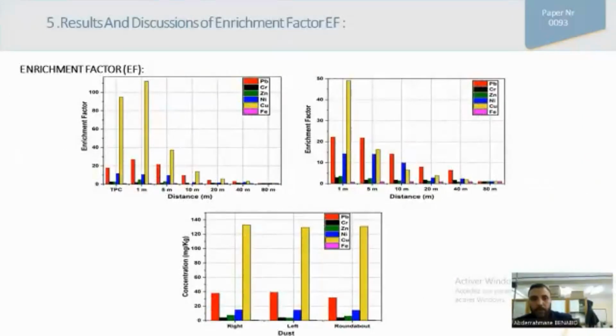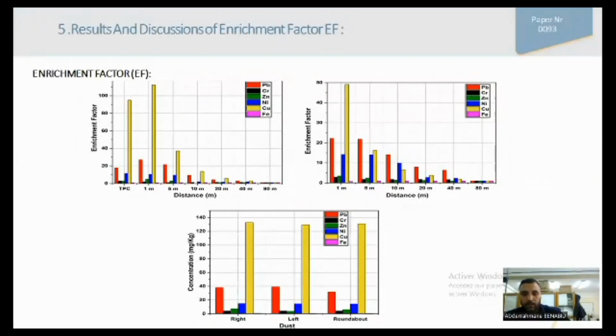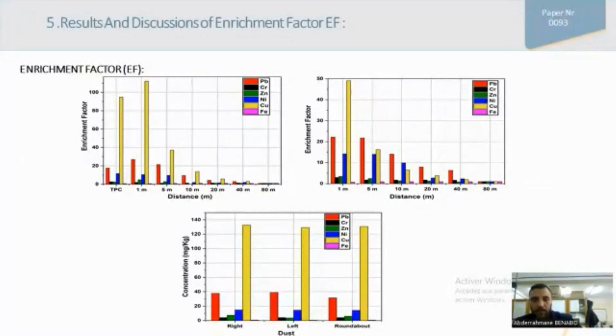The enrichment factor results suggest that for the road dust, copper is extremely enriched. Lead has a very high enrichment. Zinc, nickel, and chrome have a moderate to significant enrichment, while for the soil and TPC, lead has a very high enrichment for the distances from 1 meter to 5 meters, and significant to moderate for distances 10 meters, 20 meters, 40 meters, and minimal at 80 meters.